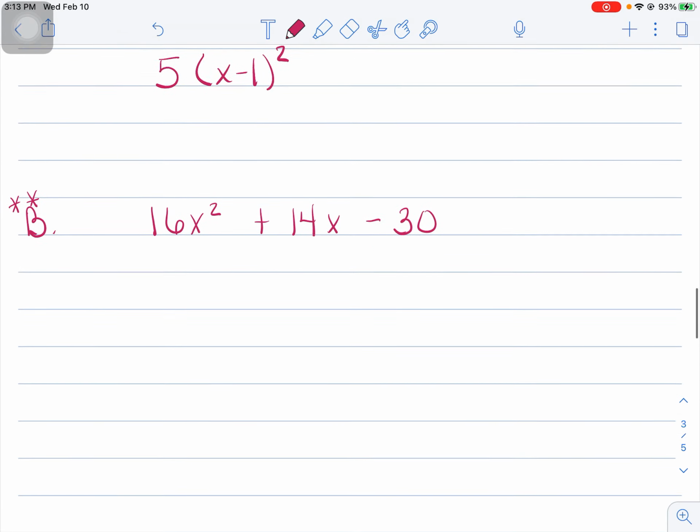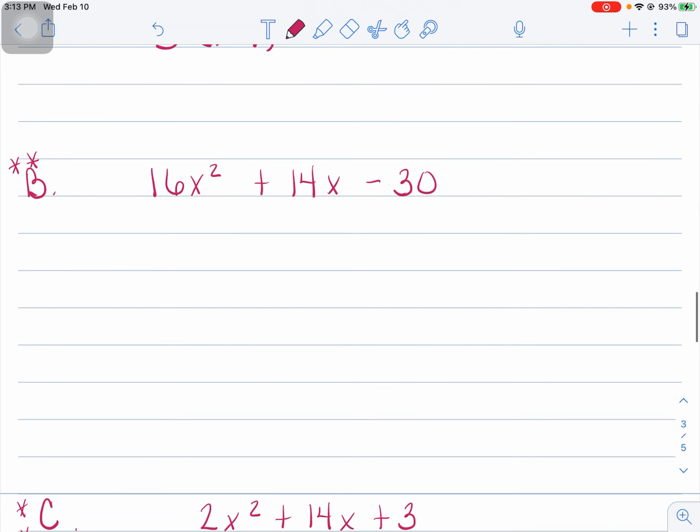All right, let's go to example B. This is a 2-star. So again, we're going to look and see, do we have a greatest common factor? And yes, I see a greatest common factor that I can pull out. So I think about what can come out. Well, I see a 2 pretty immediately, so I'm going to pull out a 2, and nothing else can come out. So 2 can go into 16, 8 times x squared plus 7x minus 15.